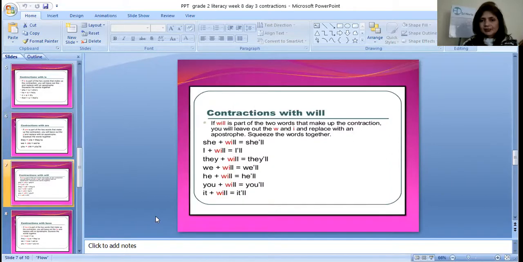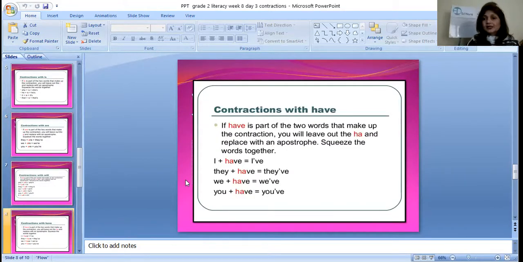Now, if will is part of the two words that make up the contraction, you will leave out the W and I and replace them with an apostrophe. Like she will, the W and I will be removed and you will write an apostrophe: she'll. I plus will, I'll. Again, you will remove W and I. They will, they'll. We will, we'll. He will, he'll. You will, you'll. It will, it'll. Okay?